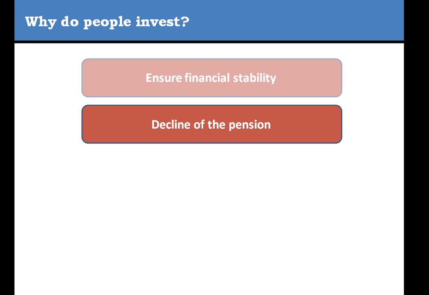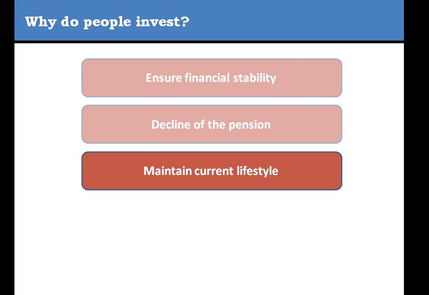The second reason, decline of the pension. Gone are the days when corporate pensions guaranteed us income for life, mostly because many employers just don't offer pensions anymore. And so what this means is that the burden of maintaining your current lifestyle past our working years has shifted from that of the employer to that of the employee, which is you. And so to be able to support yourself in retirement, often the only way to do that is through long-term investing. So this kind of ties into our third bullet point.